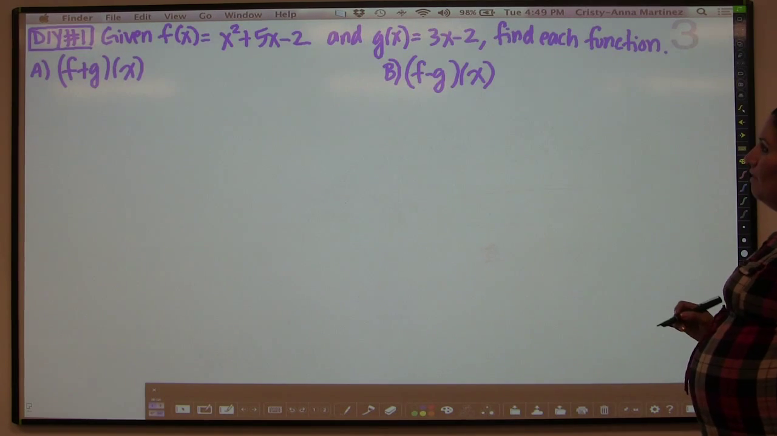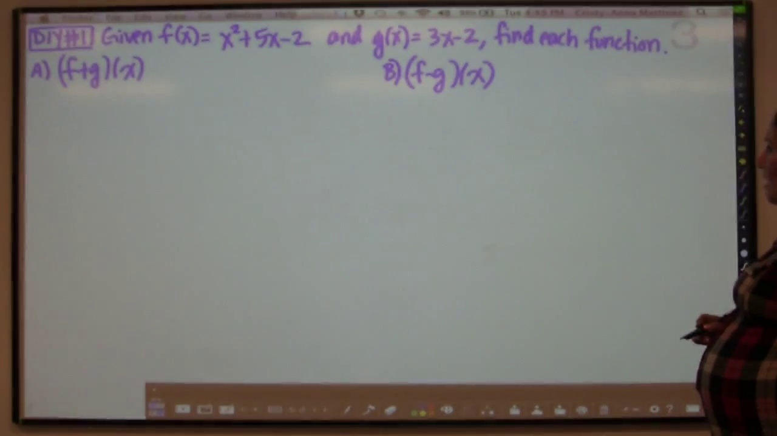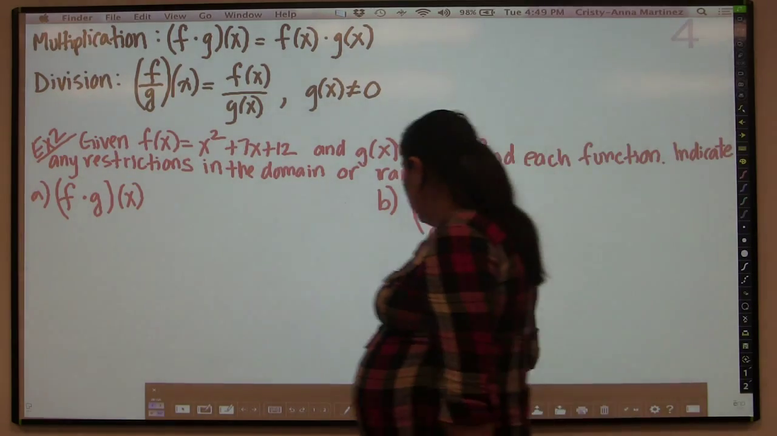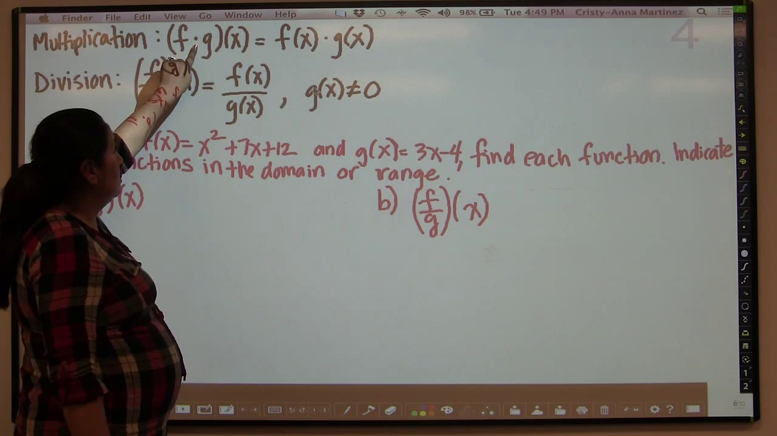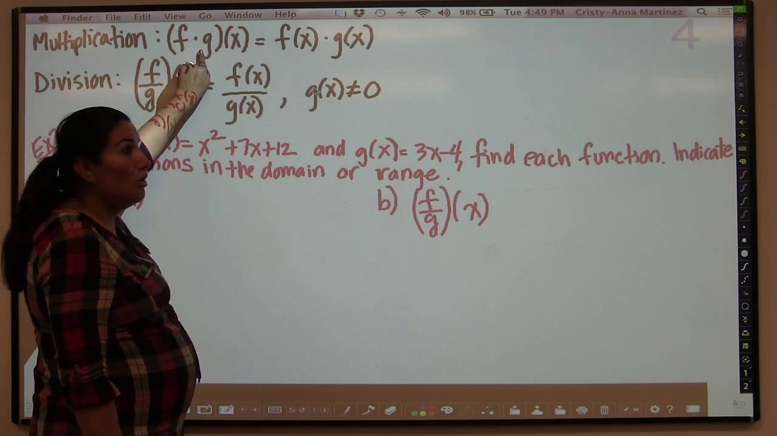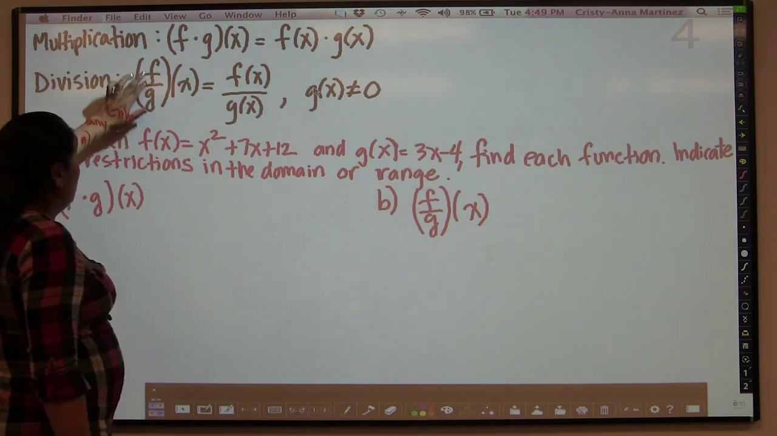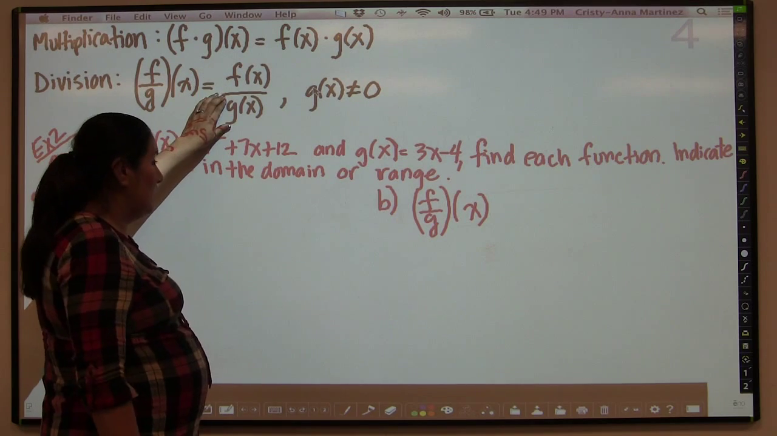So now we're going to have you try this do-it-yourself number 1, and then we'll move on to multiplication and division. And again, we want to begin with the notation. We have the little multiplication dot here, so f times g of x literally means to multiply the f of x function by the g of x function. And f divided by g of x literally means to take the f of x function and divide it by the g of x function.